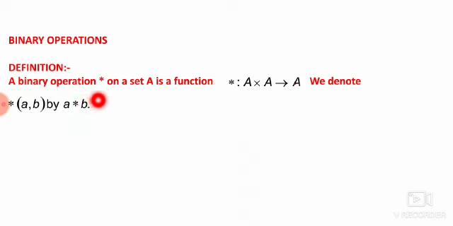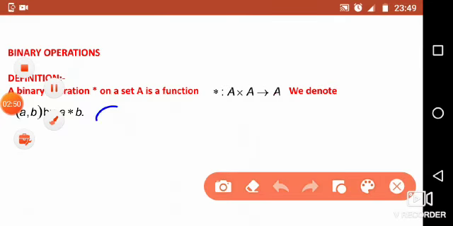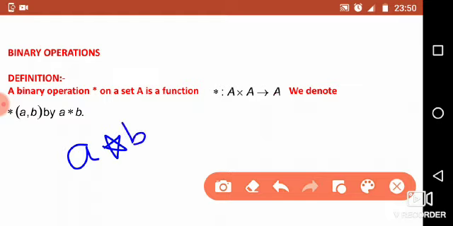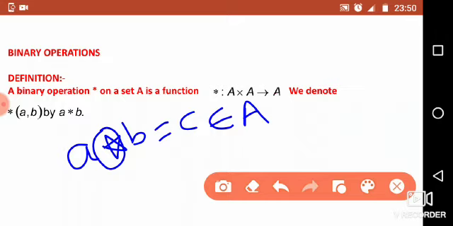A binary operation star on a set A is a function star from A cross A to A. We denote it as star of the ordered pair (a, b) or by a star b. The resulting element once again belongs to the given set capital A. In other words, we can say that a binary operation is a rule which combines two elements and gives a unique element which belongs to the same set. Such a rule is called a binary operation.